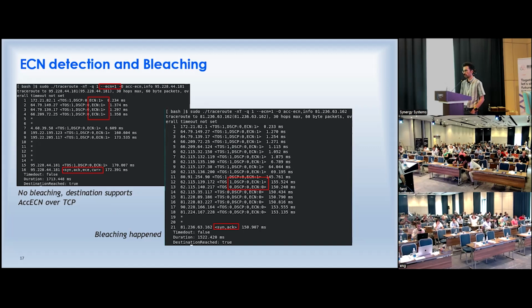Now there are two different cases. On the right, when bleaching happens, and on the left is no bleaching and destination support. ECN over TCP.